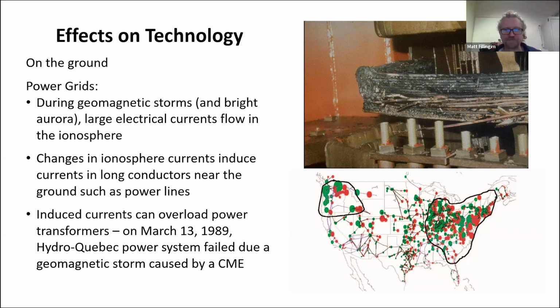And here's a map from a report put out several years ago, highlighting the vulnerable regions in the U.S. power grid. They highlighted that the Pacific Northwest and the Northeast could be vulnerable to these same sorts of effects, where changing currents in the atmosphere above these regions can induce large currents that can overload the power systems there.